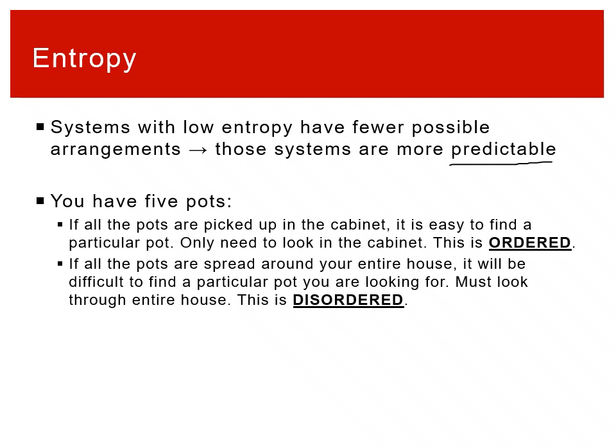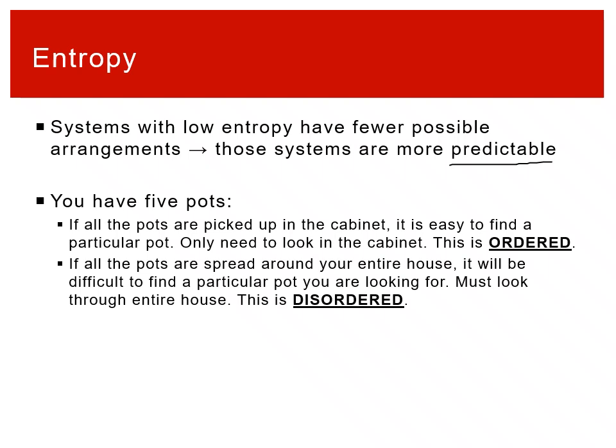So if we think of, say you have 5 pots. If I put all the pots away in the cabinet, it's relatively easy to find a particular pot because you only need to look in the cabinet. That is an ordered system, right? You put things away. You inherently know that that is how you order, say, your house, but it also makes it more predictable.